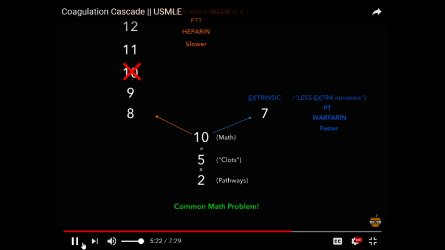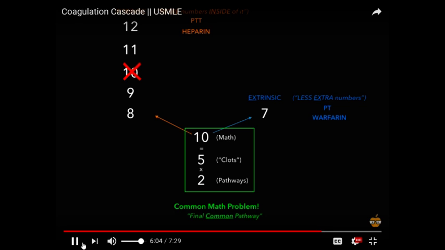Now the last detail that I want to point out is that our common math problem represents the final common pathway. So if you were to disrupt factor 10, factor 5, or factor 2, both the intrinsic and extrinsic pathways would be affected, because both of these pathways come down and lead to the final common pathway. While in this mnemonic my arrows are actually going up, how it works is that in the intrinsic pathway, 12 is generated, then 11, then 9, then 8, and then 10, 5, and 2. Whereas in the extrinsic pathway, 7 is generated, and then 10, 5, and 2. So we're actually moving downward in reality.